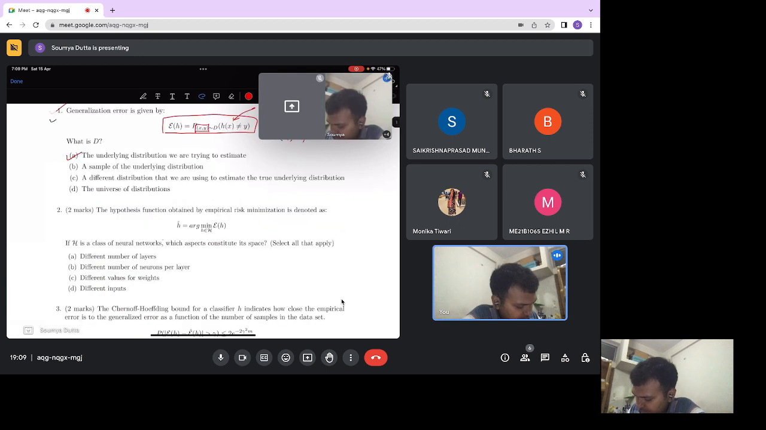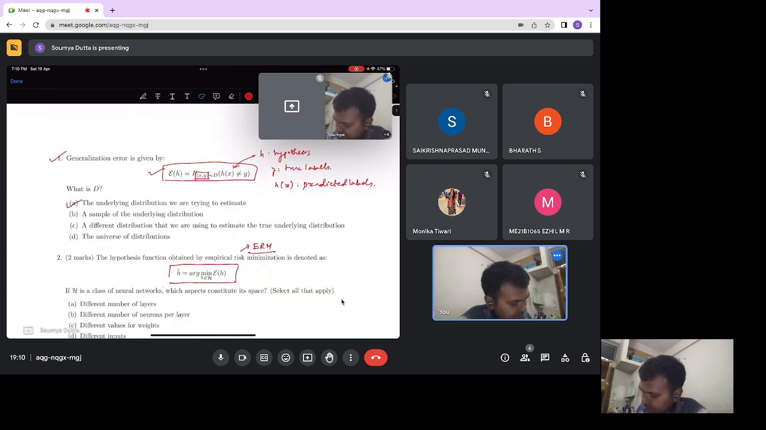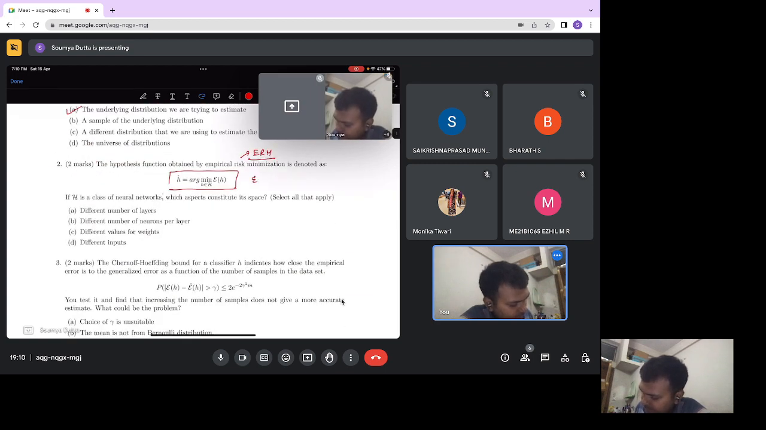Okay, that is fine. Then the hypothesis function obtained by empirical risk minimization is denoted as follows. This was also shown in the lecture: this is the ERM formulation, and empirical risk minimization is also known as ERM. Whatever epsilon h you get, among all your hypotheses, you pick the one hypothesis for which this error becomes the least.